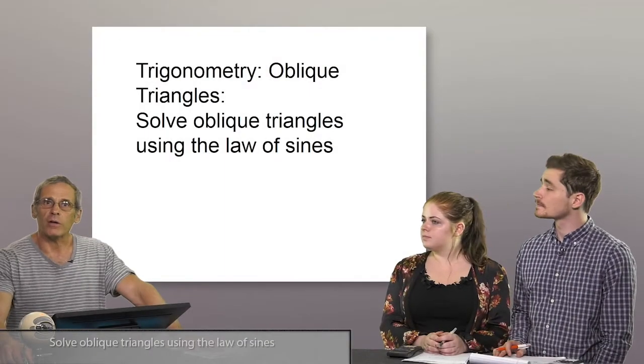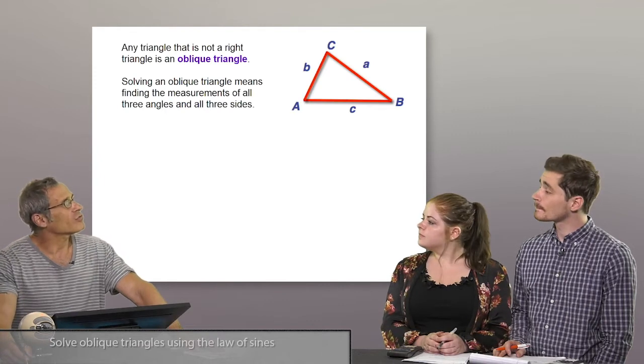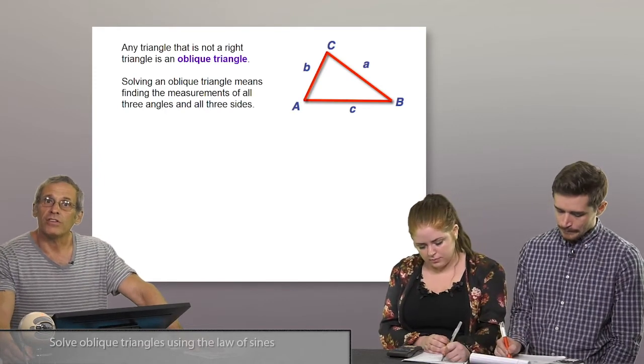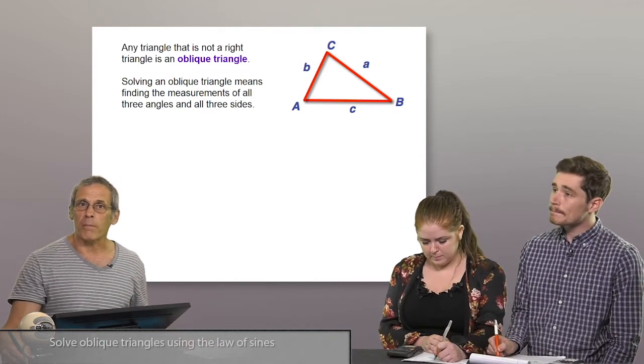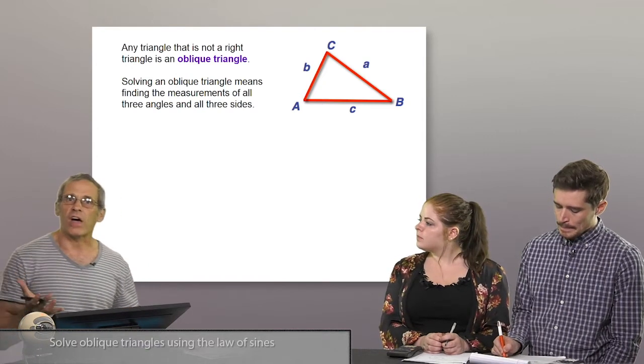Solve oblique triangles using the law of sines. Any triangle that's not a right triangle is called an oblique triangle. What we want to do is give you some of the sides and angles, and you give us the remaining sides and angles. And one method to do this is using the law of sines.